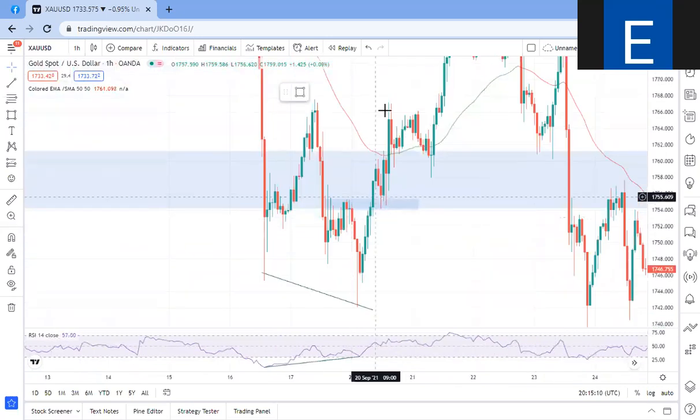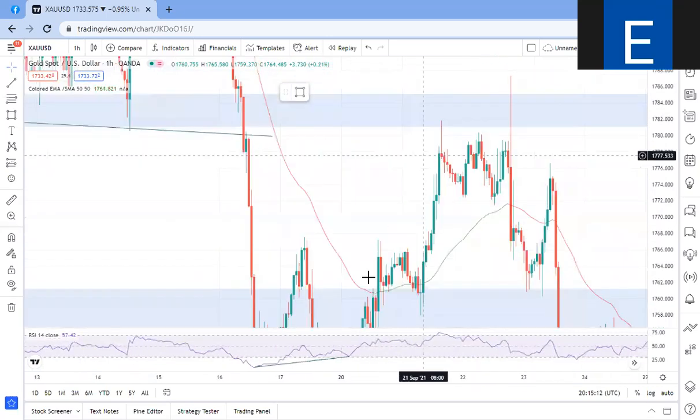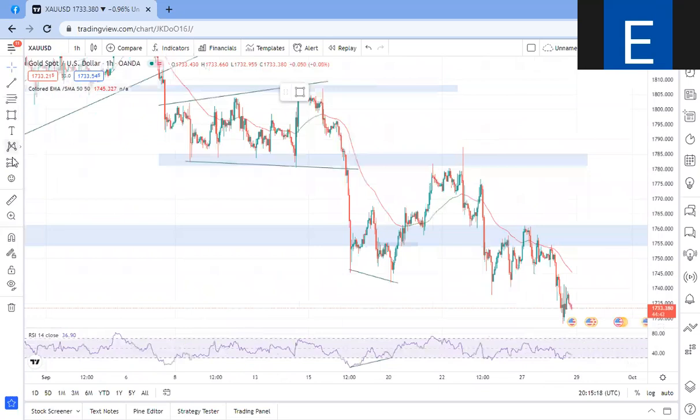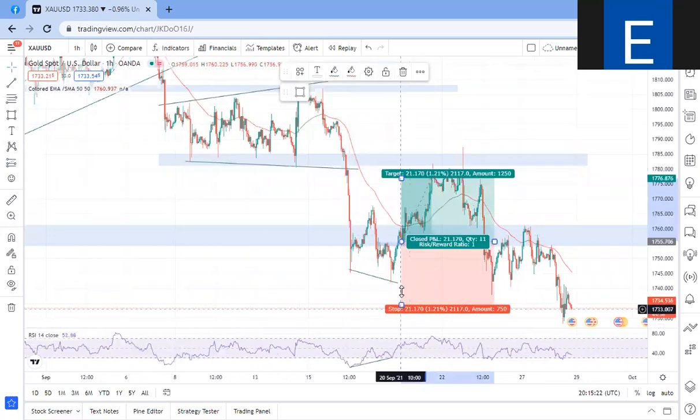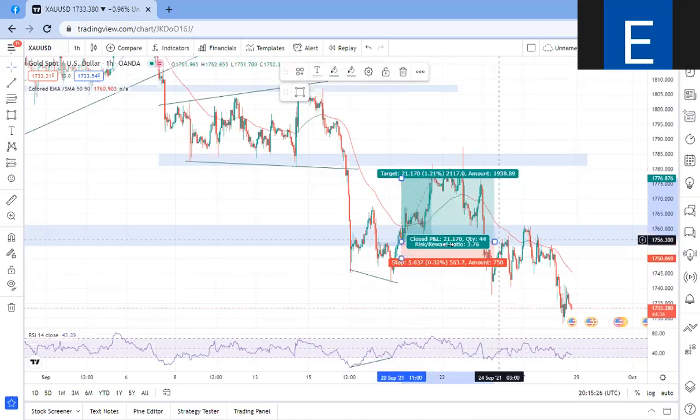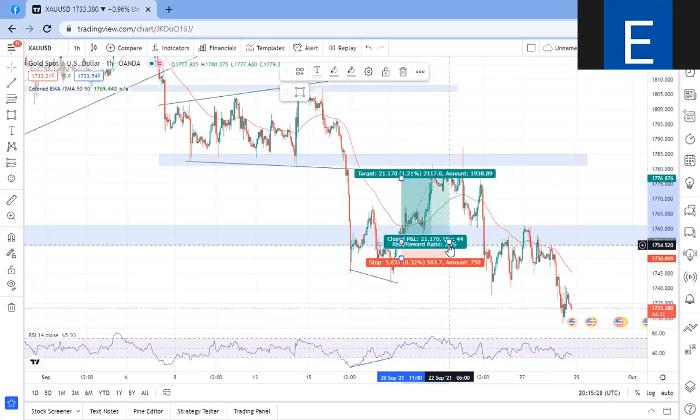So this was what I did, and my target was around this area. This was how I intended on taking the trade. I was actually waiting for the 1 hour candle to close. It was left with like 15 minutes.